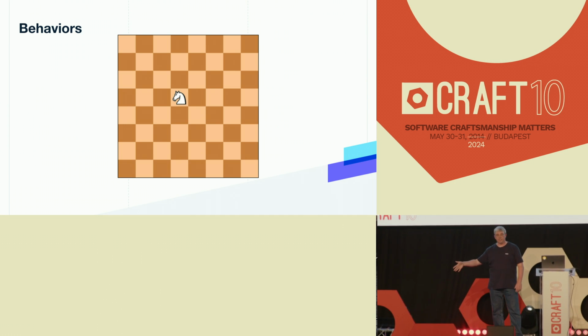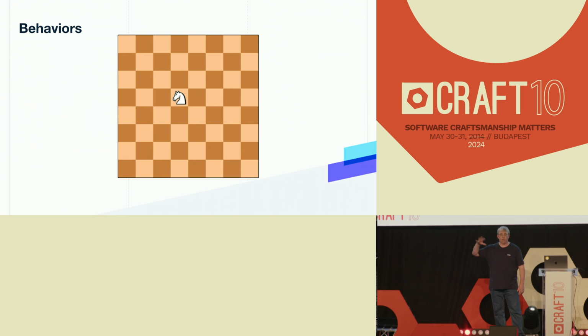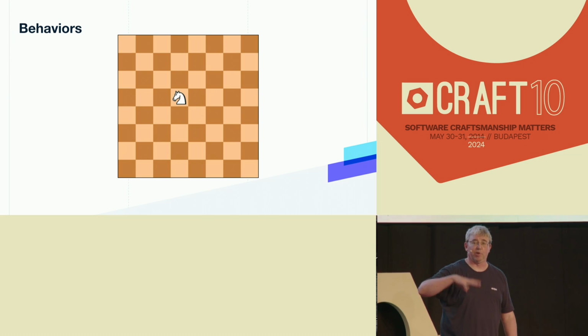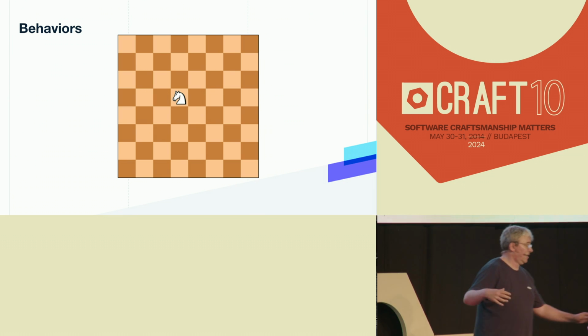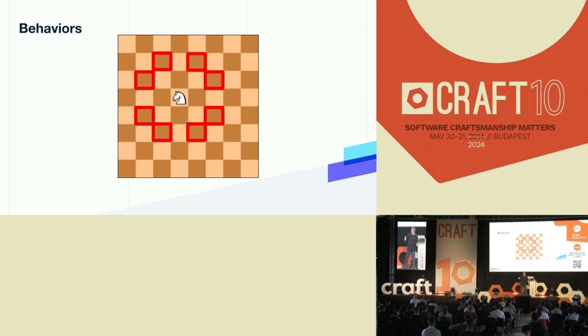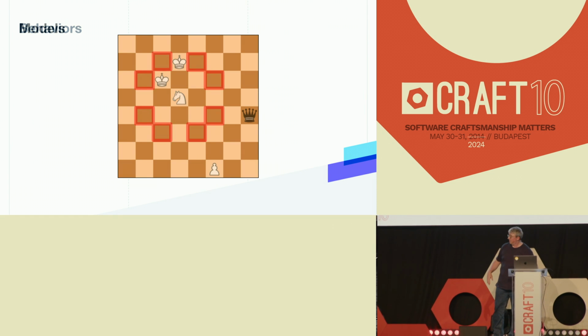Next, we want to talk about behaviors, okay? So this is a knight. All the pieces in chess have specific rules about how they're allowed to move. In the case of a knight, knights are allowed to jump in this sort of funky pattern, right? So this knight can actually land in any of the red squares here. And so there are rules that say how you move from one state to another, and we're going to call those behaviors.